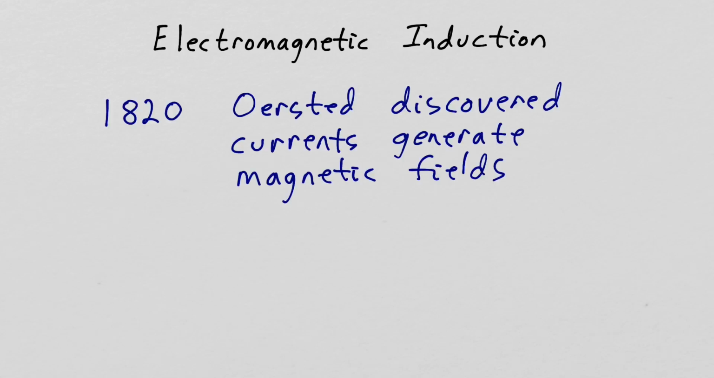Previously, we saw that in 1820, Ørsted discovered that currents generate magnetic fields. So an electric field driving a current was generating a magnetic field. It was natural then to think that somehow with a magnetic field you could generate an electric field.